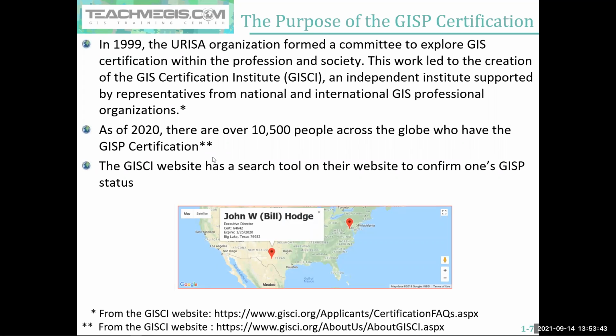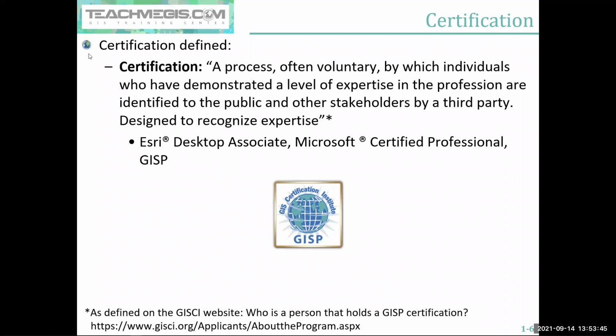In 1999, wait a minute, let me back up. So the point is that there's a third-party organization who recognizes these people, and that's the GIS Certification Institute, GISCI.